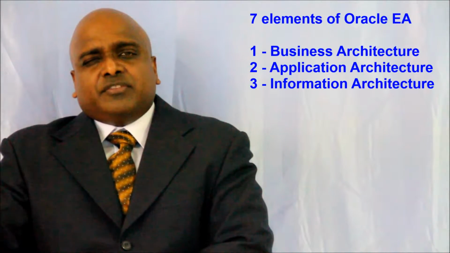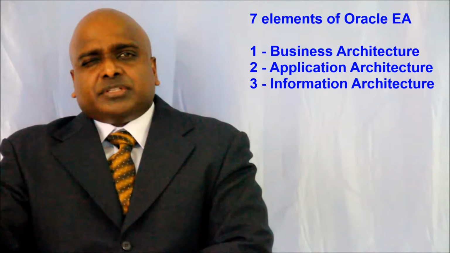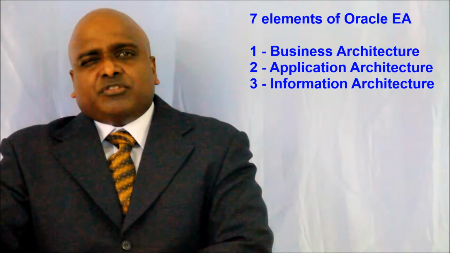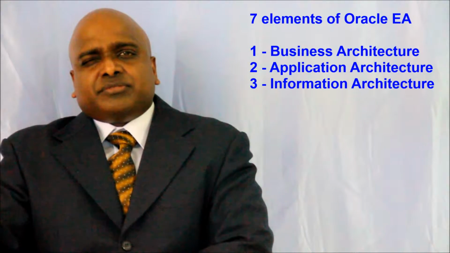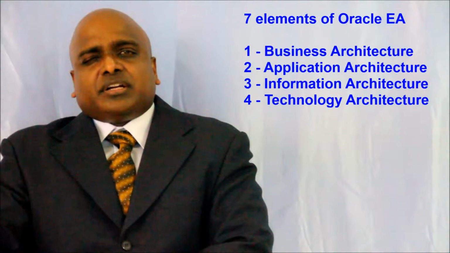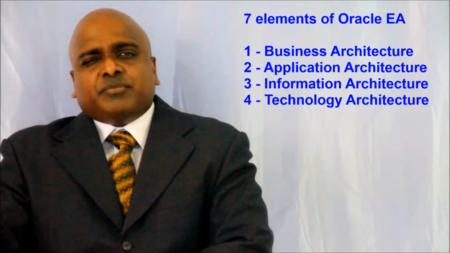Third element, information architecture. It describes all of the moving pieces and parts for managing information across the enterprise and the sharing of the right information to the right place at the right time, realizing the business objectives stated in the business architecture. Fourth element, technology architecture. It describes how the infrastructure underlying the business application and information architecture is organized.